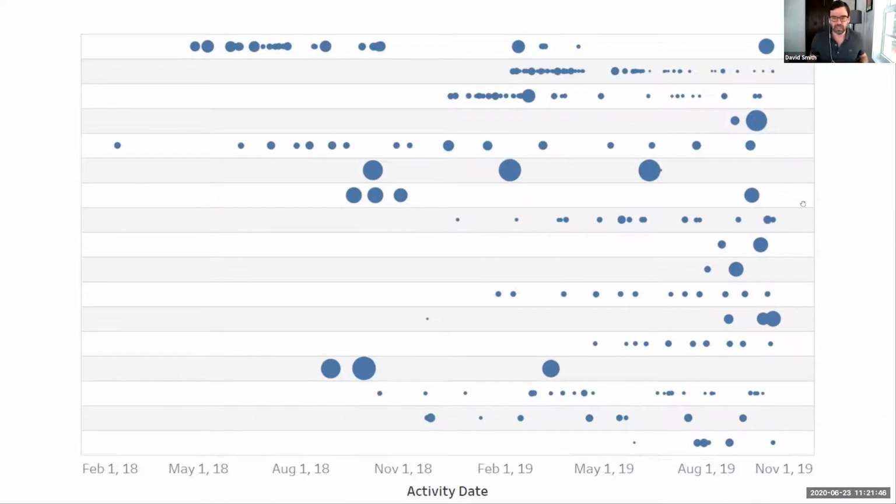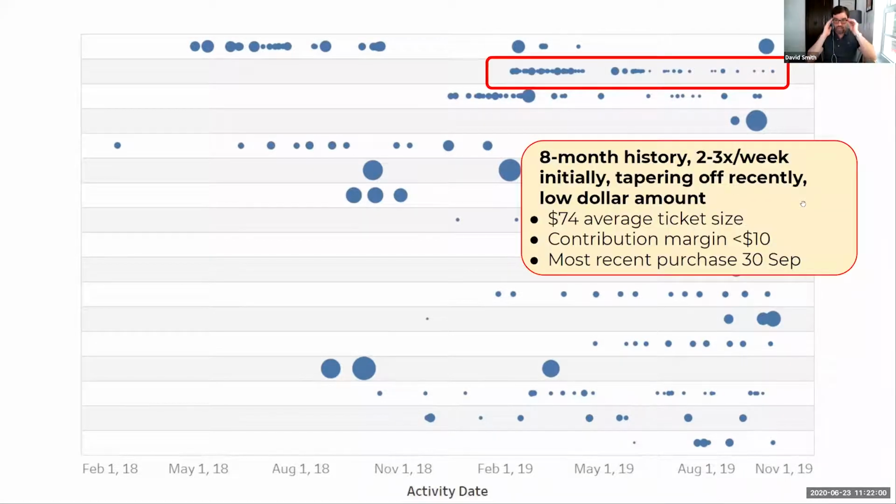All right. And because I'm a data nerd, I like to look at these things and look for patterns. But let's look at one or two of these customers and see what we can infer from them. So the first one's up here. This one has an 8-month customer history so far. They have purchased about 2 to 3 times per week initially, and it's tapered off a little bit recently, right? We can see that at least initially there was a very frequent customer, and then lately they have tapered off.